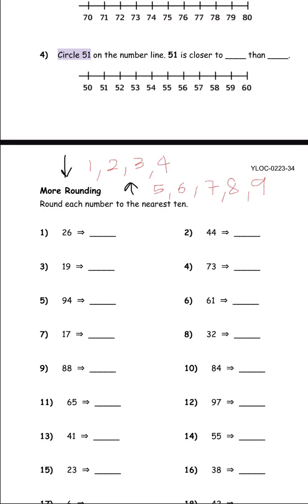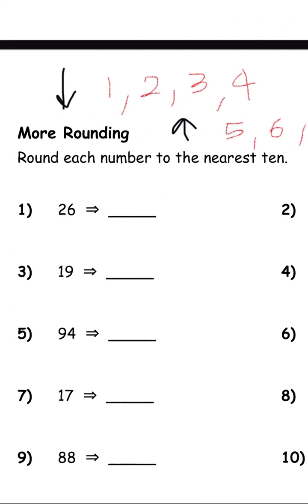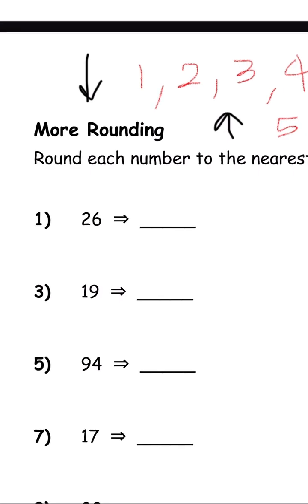So 26. We have to round it, right? And when we look at 6, 6 is over here, which means that we're going to have to round up, right? So since 26 is in between 20 and 30, and we're rounding up, it's 30, right? So the answer would be 30.